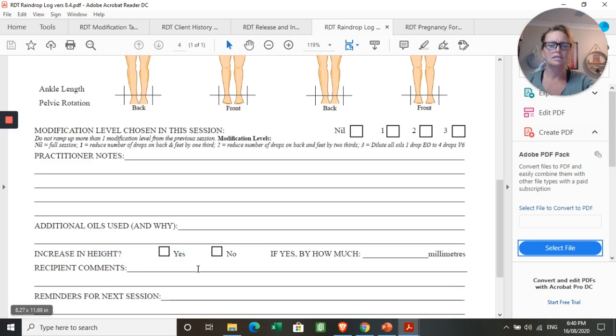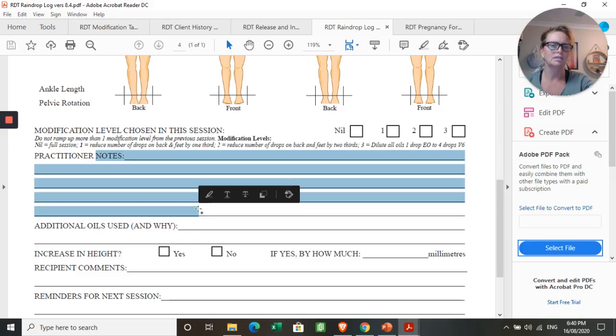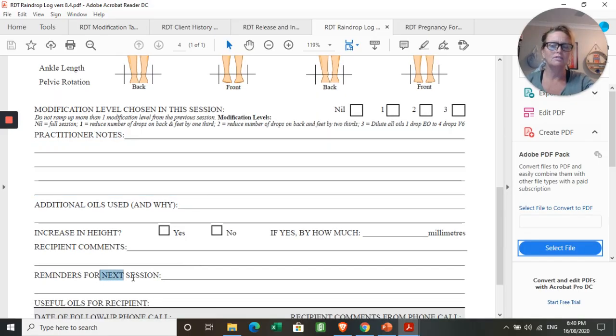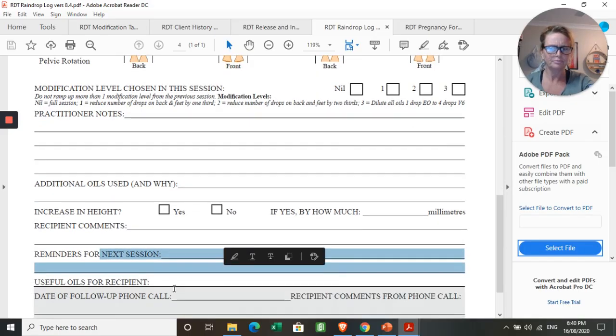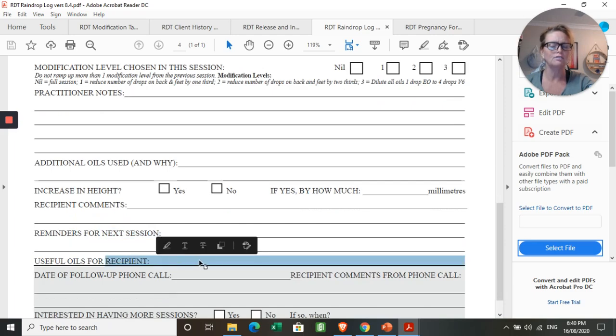We'd like to see what the recipient's comments are. Now, we recognise that not everybody's going to have a 5-page story to tell you when they get off the table. Generally, it's, yeah, I feel good, and they may even be a little bit groggy. And this is why your practitioner notes section will be relevant in that observations, because your recipients generally have more to say the next day. Any reminders then for the next session you would put in here. Useful oils for the recipient, if you felt that they need more Valor to help them, keep them on the level, or something to that effect, you might want to put that there.